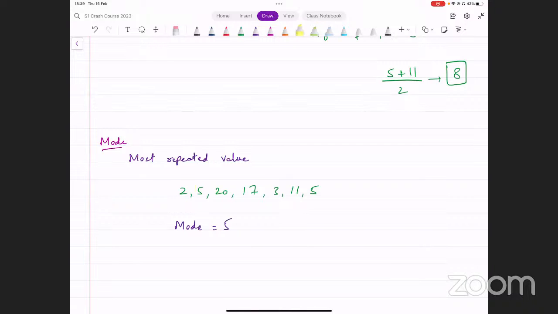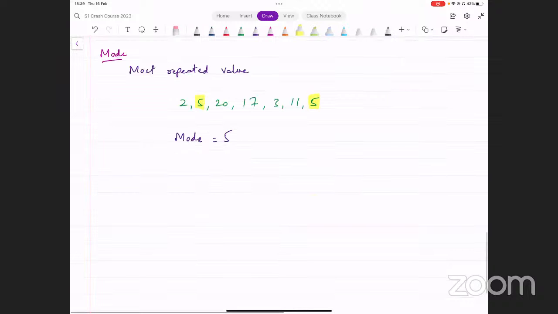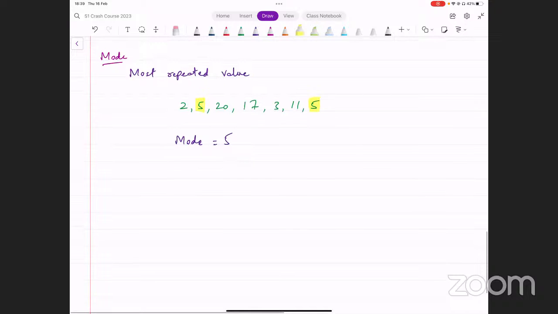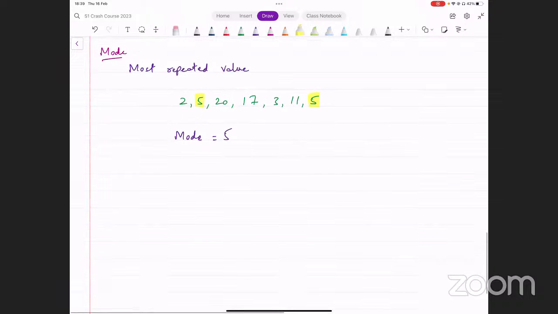Because we have 5 here and we also have 5 here. There are two values which are both 5. Now in mode, you can also have multiple values actually. So if you had another 20 in the data, then you would say 5 is coming twice and 20 is also coming twice. Both have the highest frequencies in this data. Both have the highest number of repetitions. So you say mode is 5 and 20. Both values could be mode in this case. So you can have multiple modes sometimes as well.